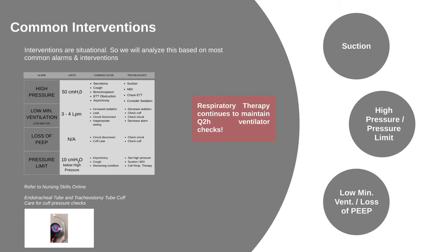All right. So moving on, when do we actually intervene? So this table will be made available to you. I don't want to go through the entire table, but it is important to pause here and read through the table so that you understand what common alarms you may run into, the limits that those common alarms are usually set to, and then the common causes of that and how to troubleshoot them.